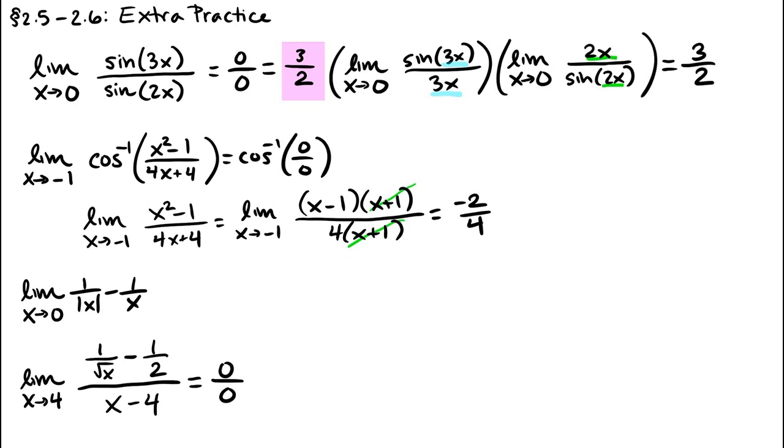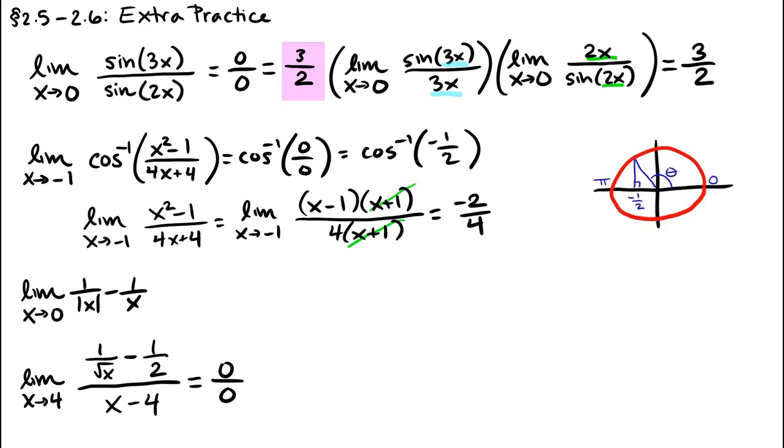So the original limit is the inverse cosine of negative 1 half. What is the angle between 0 and pi whose cosine is minus 1 half? It might help you to look at this unit circle and see that the answer, theta, is going to be in the second quadrant. Specifically, we get 2 pi over 3.